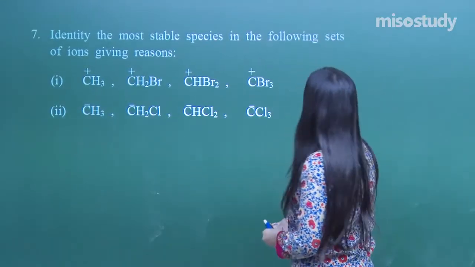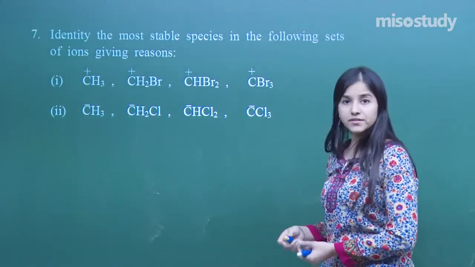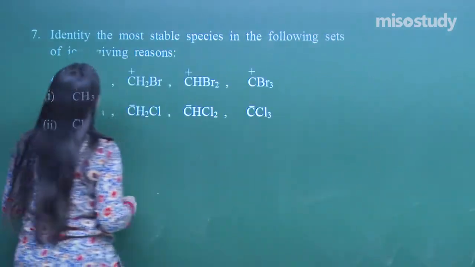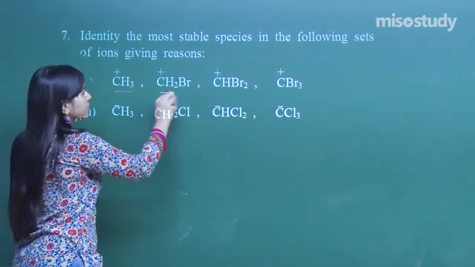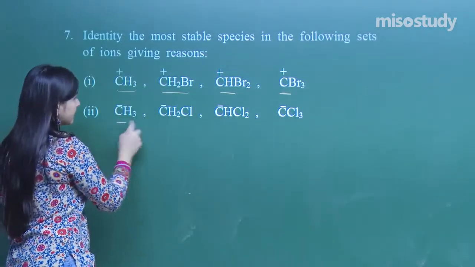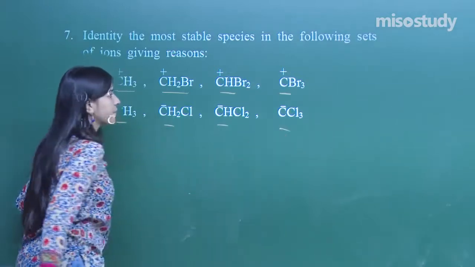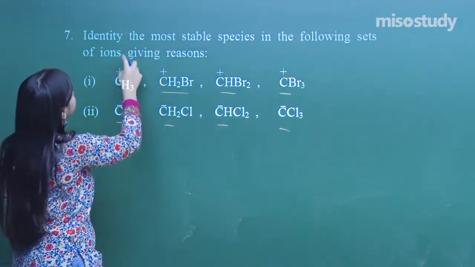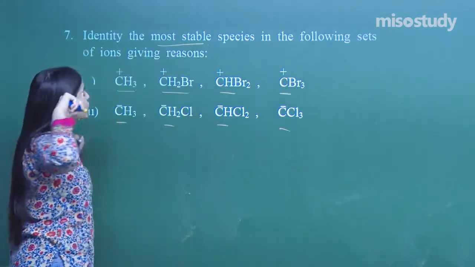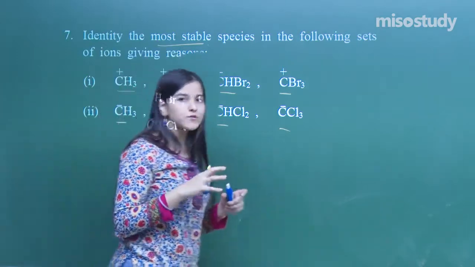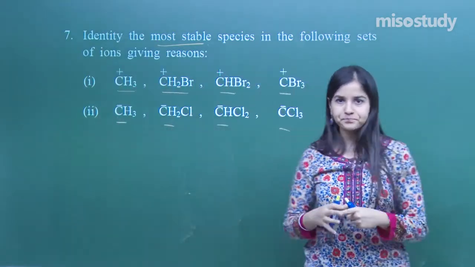Identify the most stable species in the following sets of ions, giving reasons. Now what do you see? It's a very interesting question. These are the carbocations, you know this, right? Carbanions, you know this again. If I want the stability, identify the most stable. So if I want the stability of all, we have to see what all species are attached to it, fine?